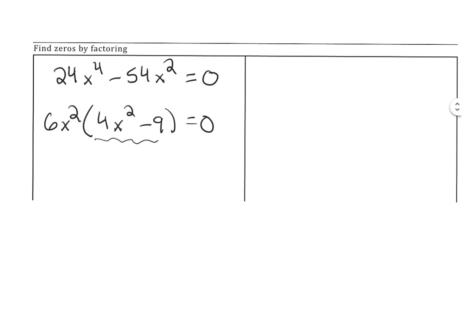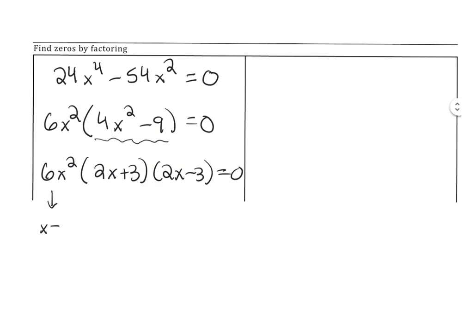After you take out your GCF, can you factor what's left over? That's the difference of two squares. So this goes to 2x plus 3 and 2x minus 3. And now let's find our zeros. Here we're going to have a 0 of 0, but this exponent 2, that's 0 with multiplicity 2. And then here we have negative 3 over 2 and positive 3 over 2.